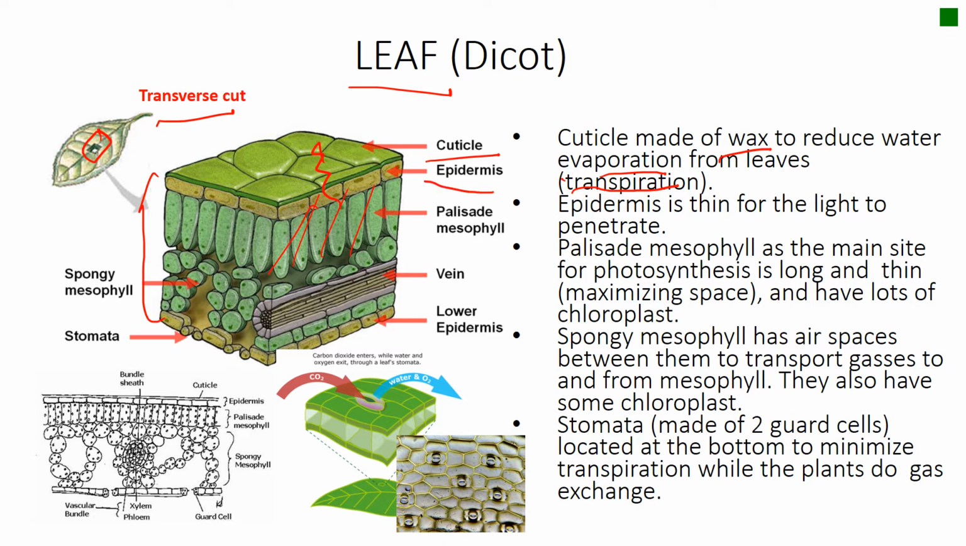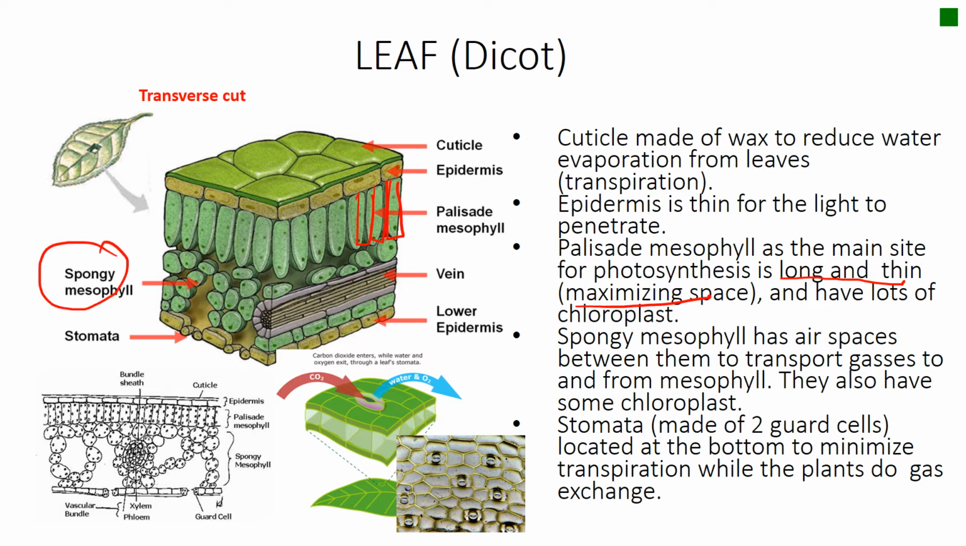Now the next layer is epidermis. Epidermis is a very, very thin layer of tissue, and the function is, why it is thin and kind of transparent, so that the light can penetrate through and enter the palisade mesophyll, which is the third layer. And the function of palisade mesophyll, this is the main site for photosynthesis, and it is long and thin, to maximize the space, so they can be found packed very, very densely and tightly one to another, and have lots of chloroplast. And comes the next layer, which is the spongy mesophyll.